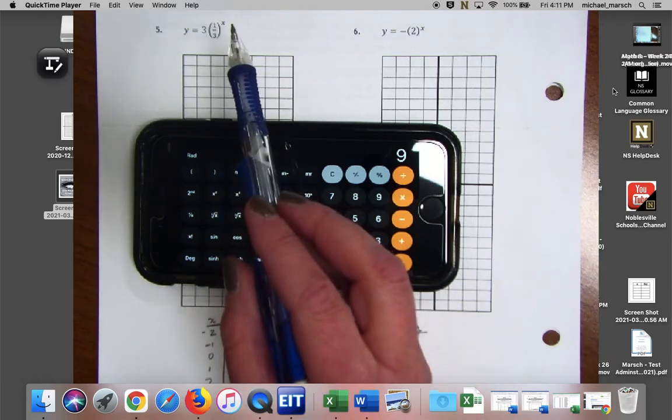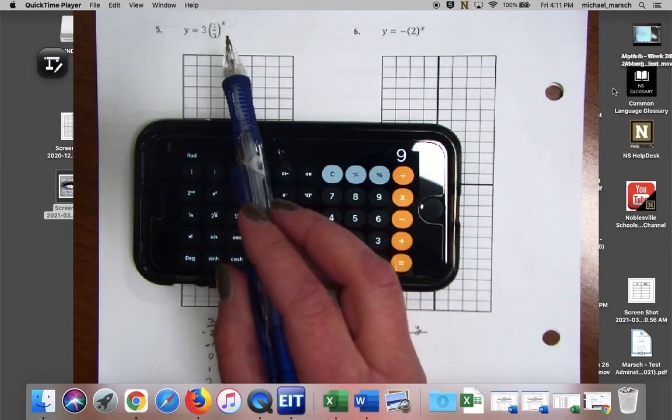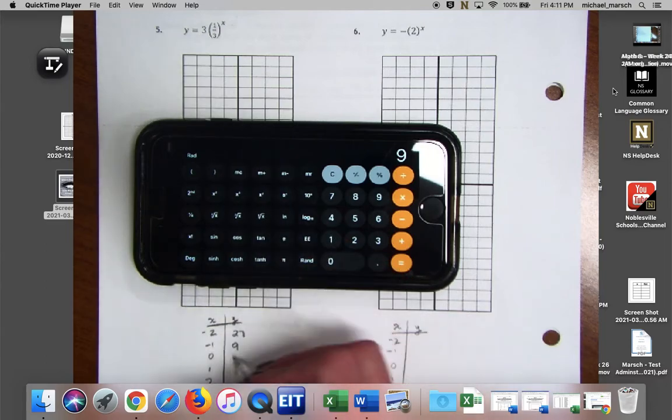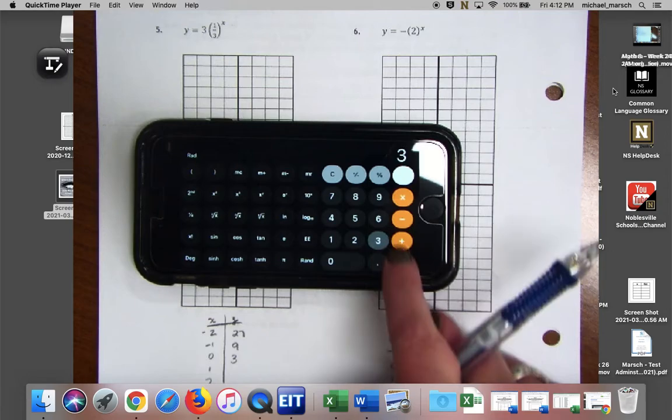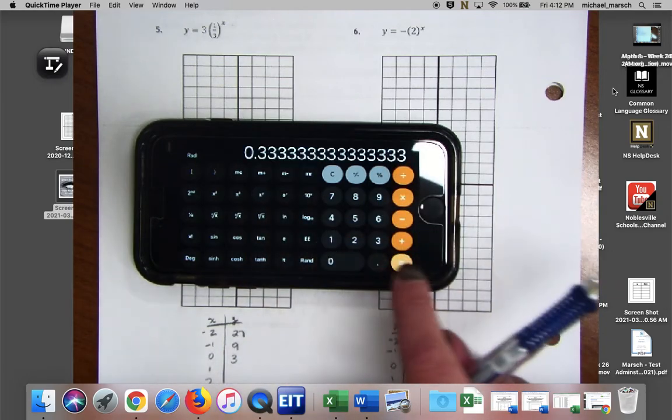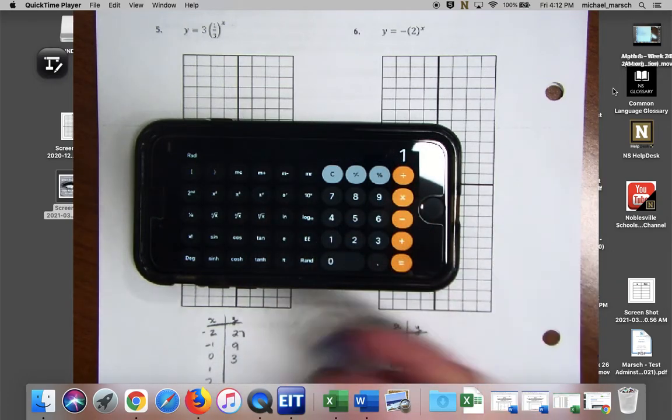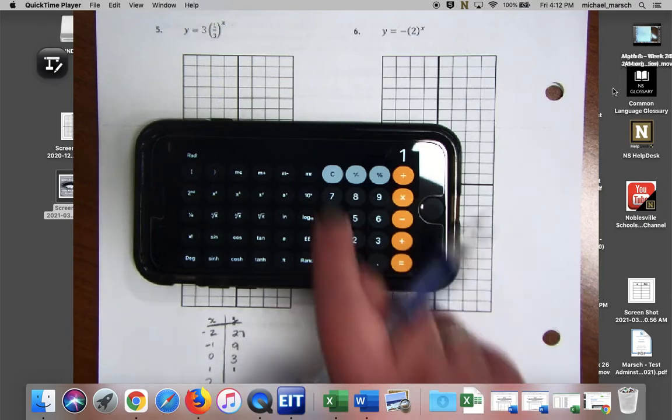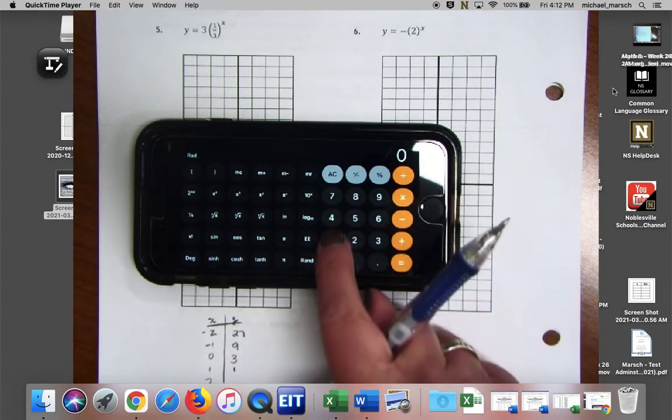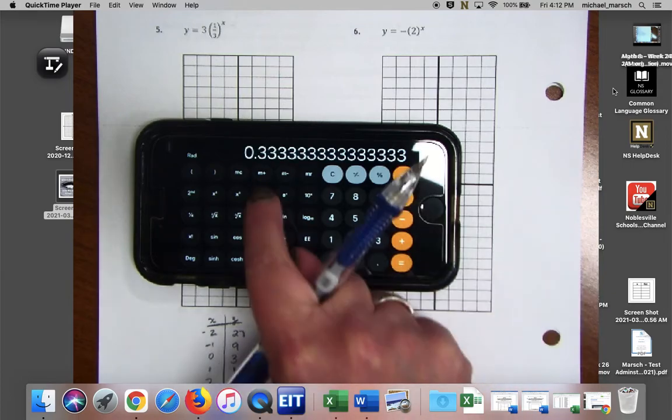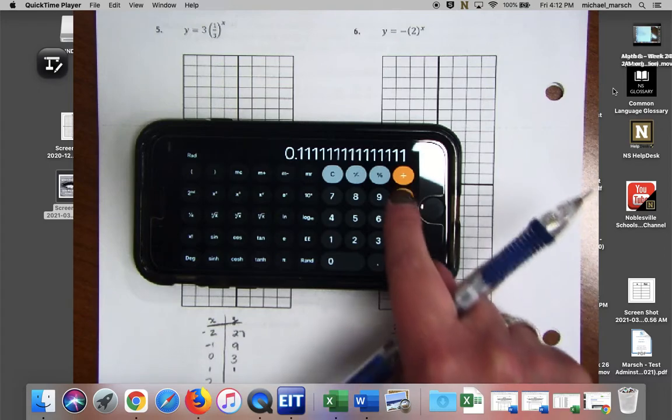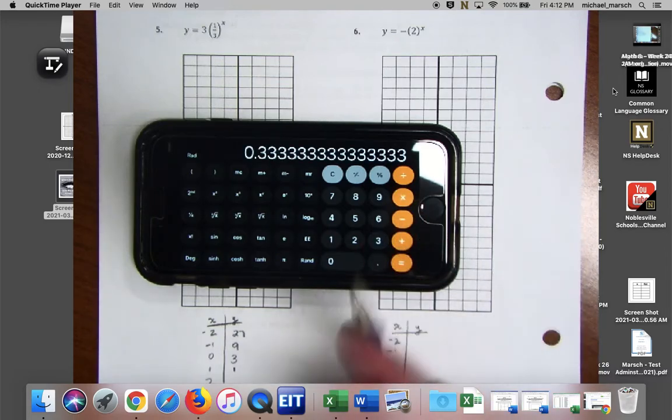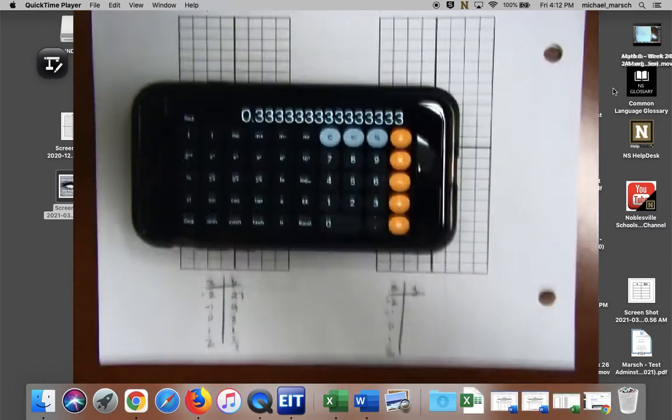1/3 to the 0 power is going to be 1, right? Because anything to the 0 power is 1. 1 times 3 gives me the 3. 1 divided by 3 equals, raised to the first power equals, times 3 equals 1. And then the last one, 1 divided by 3 equals, raised to the second power, times 3. That's 0.3 repeating, which is the same as 1/3. And if you put 0.3 repeating, I mean, that's fine.